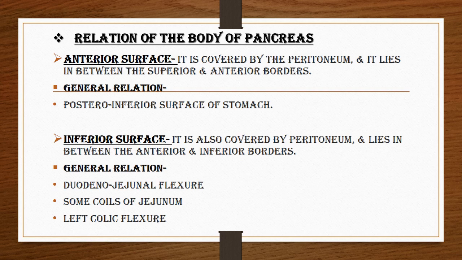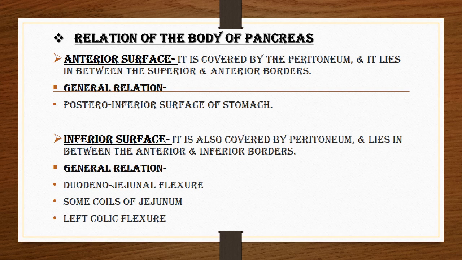Now we will start with the surfaces of the body of the pancreas. First we'll see the anterior surface and its relation. The anterior surface lies in between the superior and anterior borders, and it is covered by the peritoneum of the lesser sac. It is in relation to the postero-inferior surface of the stomach and forms a part of the stomach bed.